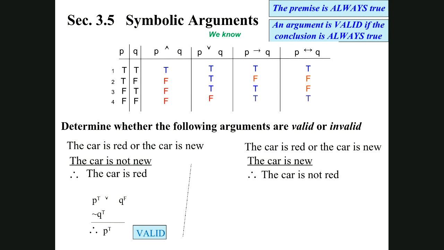Okay, so the car is red, P, or the car is new, Q. Well, so far it's really the same as what we just did, isn't it? P or Q. The car is new, well, that's Q. Therefore, the car is not red, therefore not P. I'll write this down a little neater. The car is red or the car is new, P or Q. The car is new, Q. Therefore, the car is not red, therefore not P.